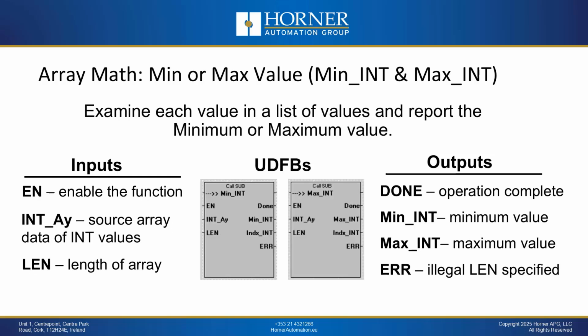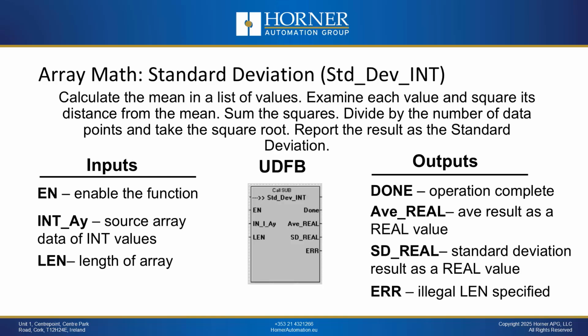There is a sum array math function. It goes through the entire array of values and adds all the values together and provides you with a sum. Next we have the average of values. It goes through the entire list of values and provides you with the average. Then you have the min and max values UDFBs, so they will go through the entire list. They will find the minimum value, and the max function will find the maximum value.